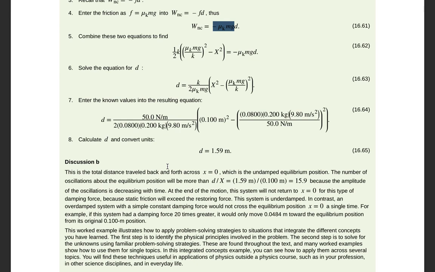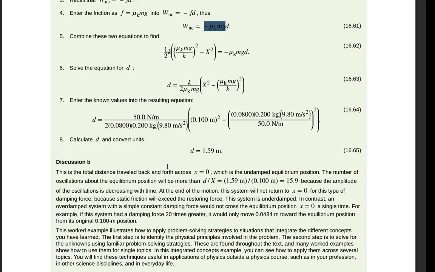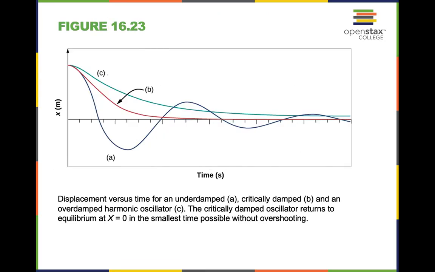This system is underdamped. In contrast, an overdamped system with a simple constant damping force will not cross the equilibrium position x equals 0 a single time. For example, if this system had a damping force 20 times greater, it would only move 0.0484 meters towards the equilibrium position from its original 0.1 meter position. So that follows that graph that we went over here.